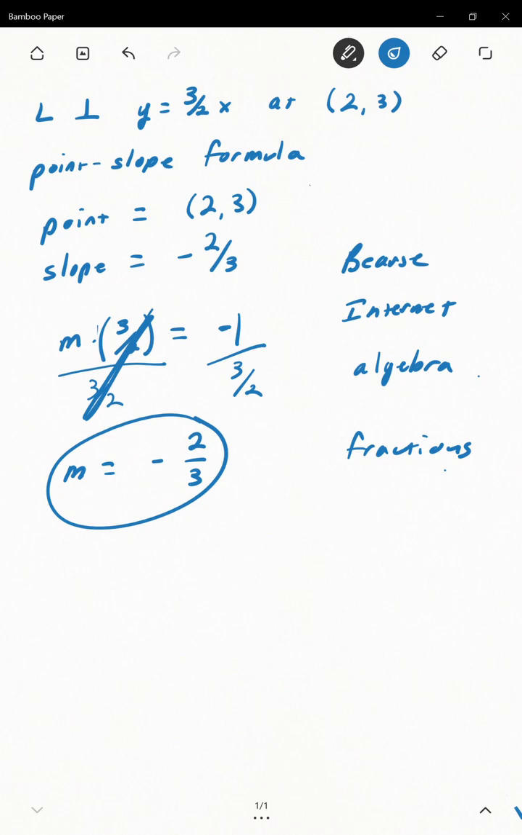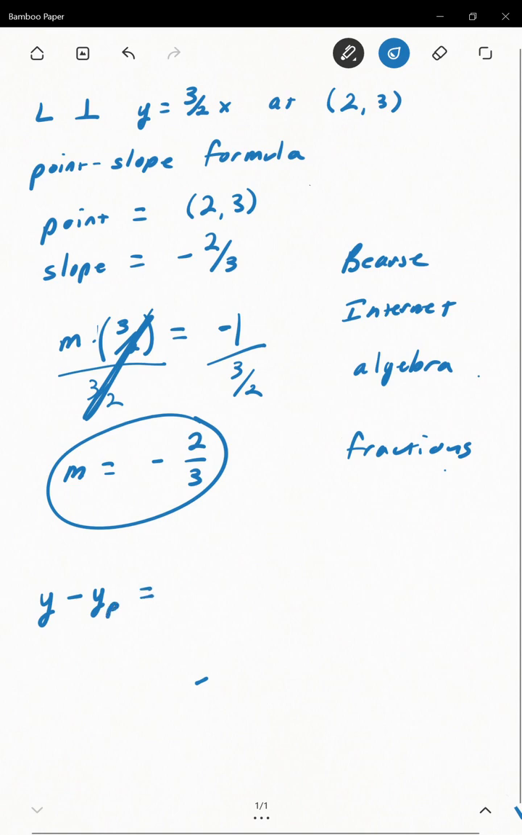The point slope formula, it's the friend formula, is y, the variable, minus y, our point, equals m times x, the variable, minus x, the specific point we're looking at. And then we have to solve for whatever format they want it in.